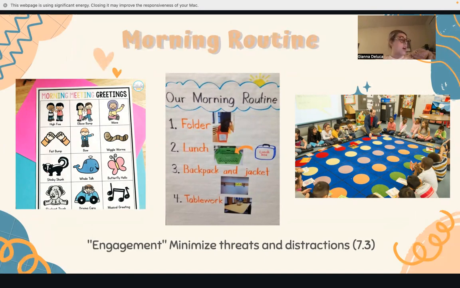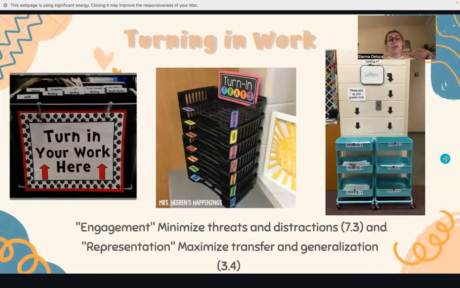The daily repetition of unloading your backpack, placing your things in your cubby, sitting at your desk, following the directions of the teacher, super important for the growth of a student and allows for the acceptance of other routines in the students' lives. This correlates with engagement, minimizing threats and distractions by following those routines daily. And then I like how they have the visualization of what can be posted around the classroom to remind the students of what they're supposed to do when they get into class. We then have turning in work, another very important routine.